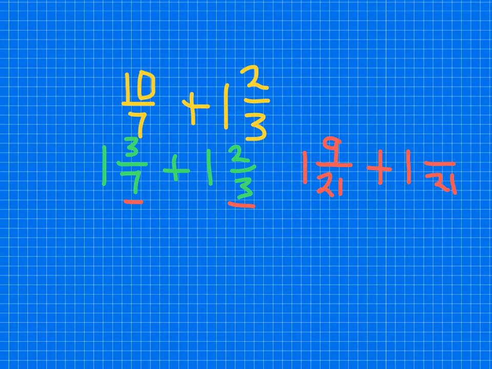So I have 7 times 3 is 21, 7 times 2 is 14. Getting ahead of myself. 1 plus 1 is 2. Okay, that's my whole numbers. I've got rid of that. Now let's add our fraction pieces together, and we get 23 over 21.